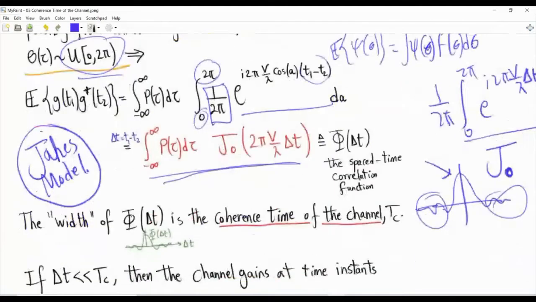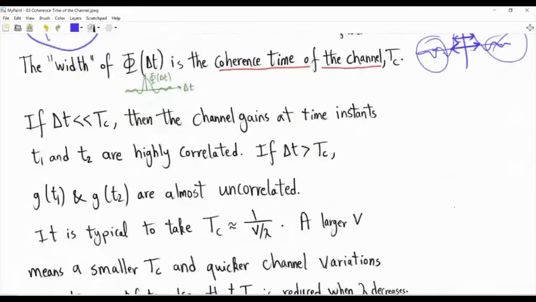Okay. Now the time correlation function, the time space correlation function, it has a width. Okay, it has some width. You can take the width to be this thing or to be this thing. Again, width is ambiguous, and this width is called the coherence time of the channel. The coherence time is a very important concept in wireless communication. And you don't really need to be precise about it. Okay, you basically need the following argument.